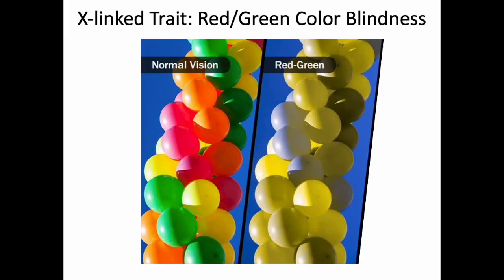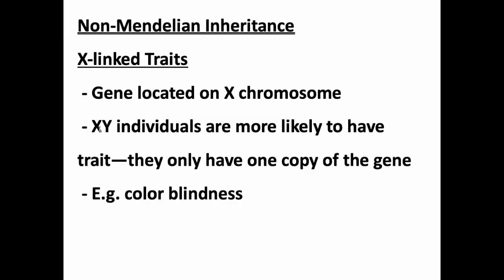So if you're XY and you've got one defective copy, you're going to be red-green colorblind. It is possible for XX individuals to be red-green colorblind, but they would have to have two defective copies. It's just more difficult for that to happen. So yeah, this is what I mean. XY individuals are more likely to have these X-linked traits. Duchenne muscular dystrophy and SCID X1, a severe immune system disorder, are also X-linked traits and are much more commonly seen in XY individuals. Okay.